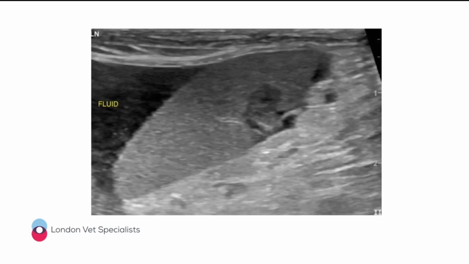So this is an ultrasound image taken from a 15-year-old male neutered cat that actually presented for urethral obstruction. And in this image, we can see quite a large amount of peritoneal effusion. This structure just here is the spleen, and there is a little splenic nodule here. It's reasonably clearly marginated, and it's hypoechoic relative to the adjacent splenic parenchyma.